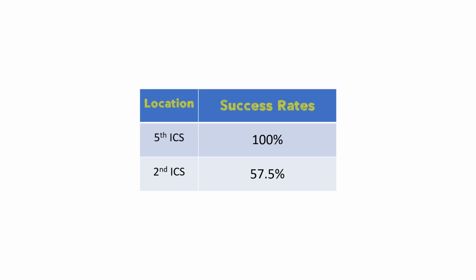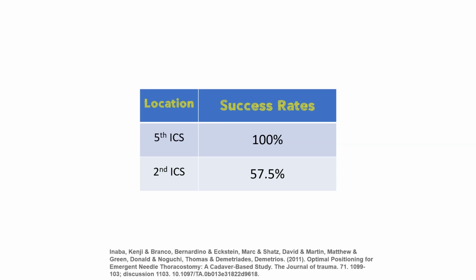At the fifth intercostal space, the success rates were 100%, and that was even using a 2-inch long needle. But at the second intercostal space, it was less than 60%. And this is actually in line with what I've heard from our trauma surgeons at our local trauma center. They have told me that about 50% of the needles that are in the chest actually do not decompress a pneumothorax.